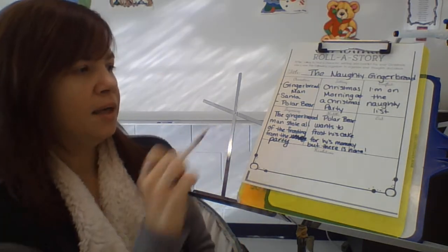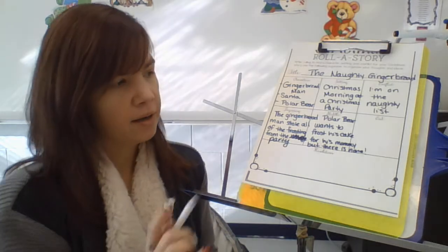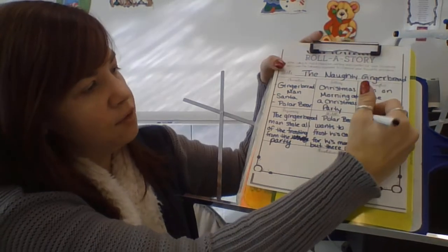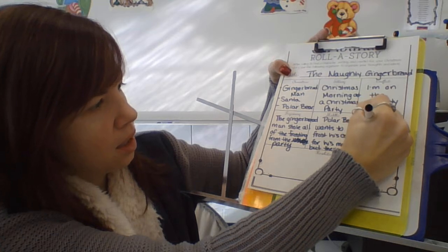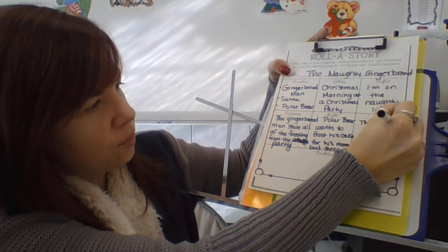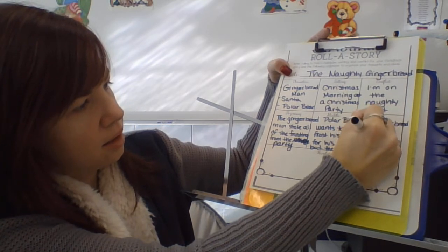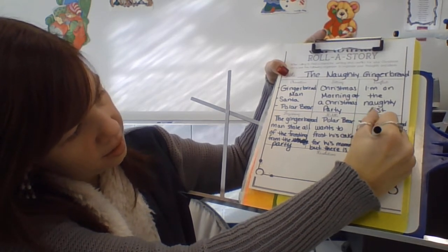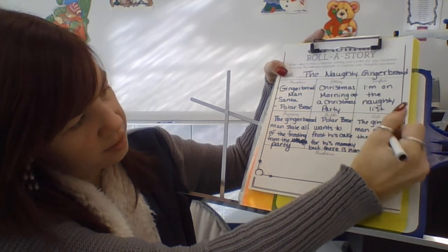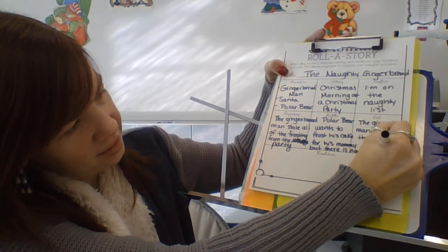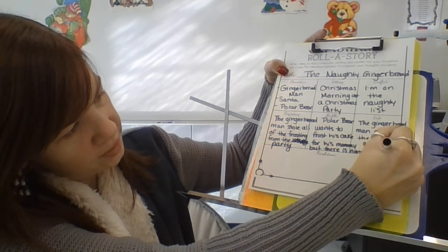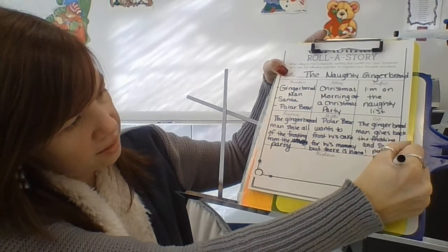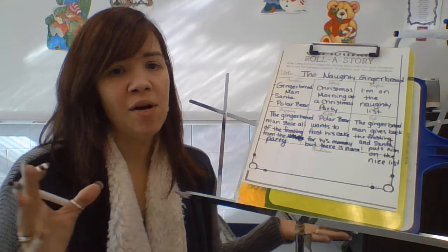Okay, so far, beginning of my story, the gingerbread man stole all the frosting from the party. And the polar bear, he wants to frost this cake for his mommy, but there is none. So the end of the story, the gingerbread man gives back the frosting and Santa puts him on the nice list. Oh, that would be awesome.